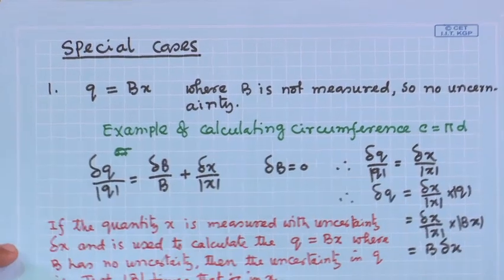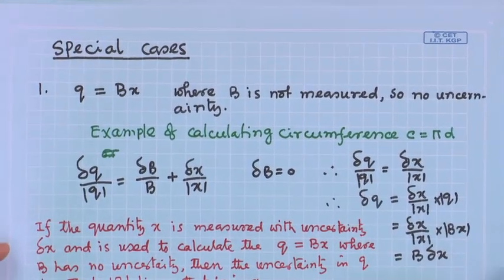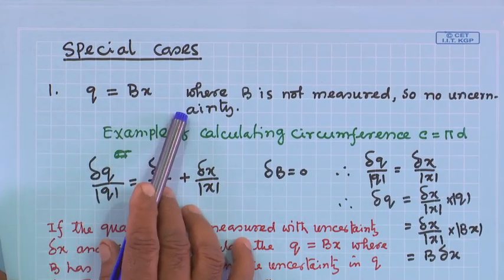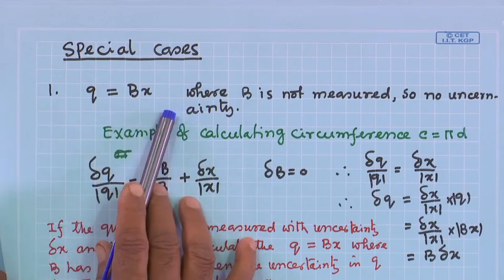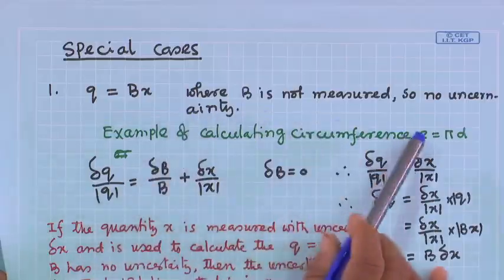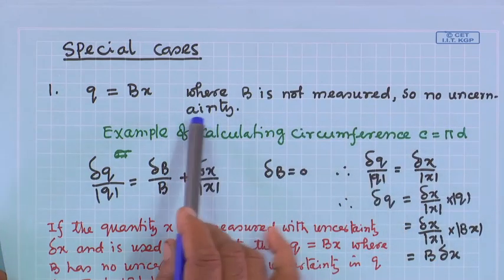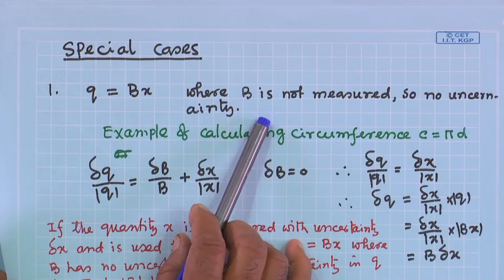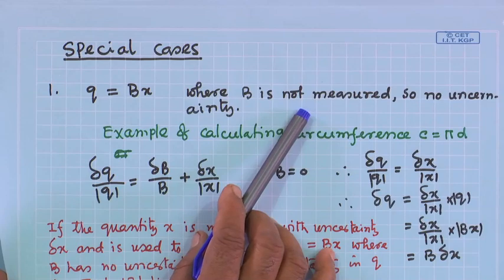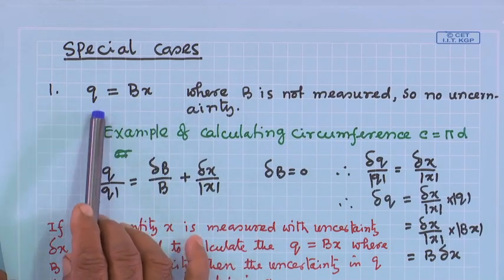Here let me discuss a few of them. So, if the relation is like this, q equal to bx, not xy, where b is a constant, basically b is not measured, it is a given value or some constant. Then we can say there is no uncertainty in b, the uncertainty in b is 0, meaning delta b is equal to 0. So, in this case what will be the error on q?